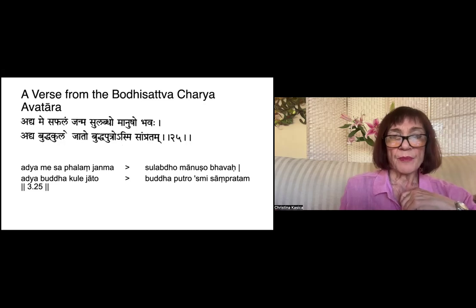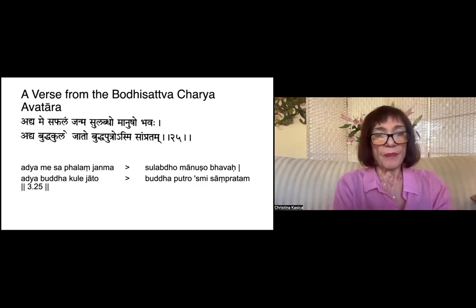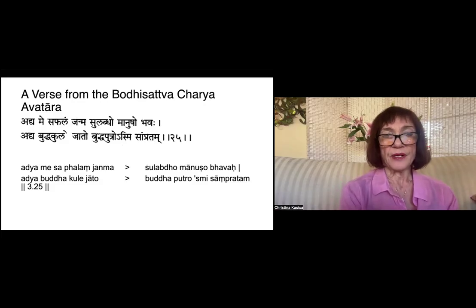So the Bodhisattva Charya Avatara is written in verse, as we know. Each line here is broken into 2 parts, and we will have 8 beats per section of the line. So each line will be 16 beats, but each half line will be 8. I will recite it first, and then we will recite it together.